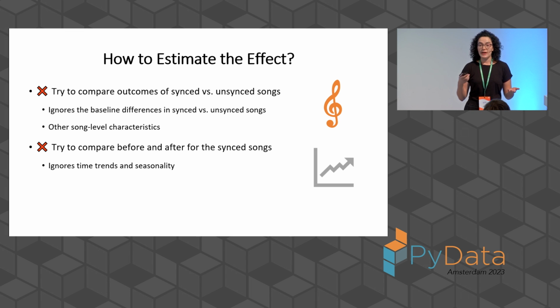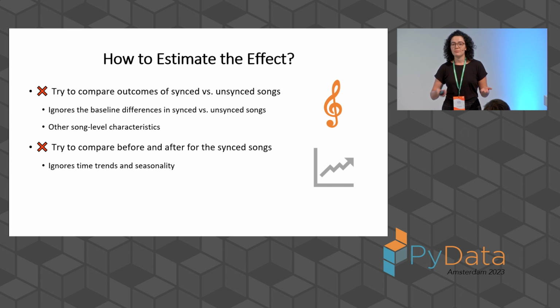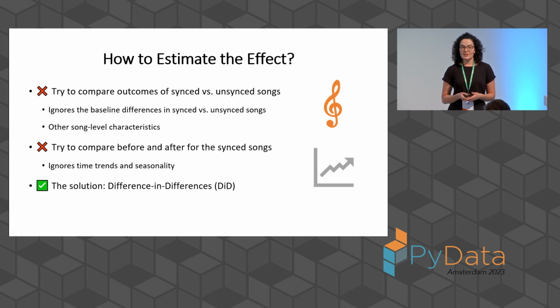For example, at the end of the year, Christmas time, Mariah Carey's song All I Want for Christmas Is You really gets a boost on all of the platforms, and also it is usually synced more. So if you try to estimate using this comparison, you will be confounding the effect of sync with seasonality. What is the solution?